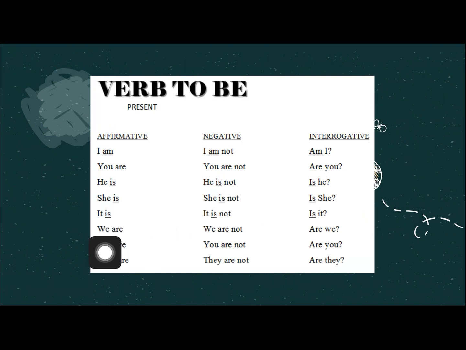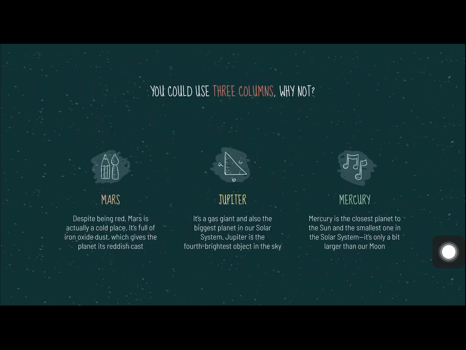Yes, of course. For example, we have here, we are at the school. We are not at school, or we aren't at school. Are we at school? Perfect. Very good. For example, organizing this, understanding this, we can say this. You could use 3 columns, why not?